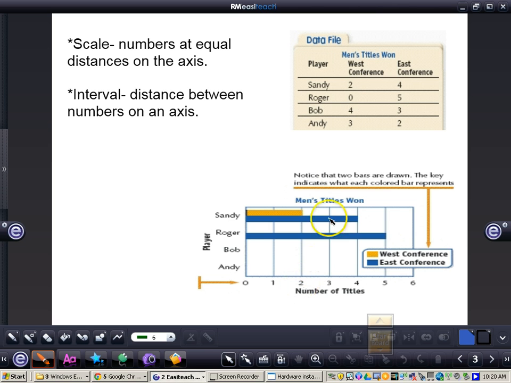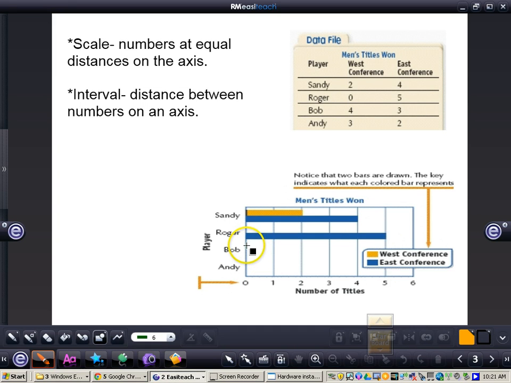So if we were taking a look at this data, I can see that Sandy with the West Conference has 2 titles on the bar graph. However, with the East Conference, she has 4 titles. You can see Roger, the blue, represents the East Conference, having 5 titles, and you can see from the data there's not any titles from the West Conference. Now if I were to complete this, I would have Bob. We can see with the West Conference, he has 4 titles.